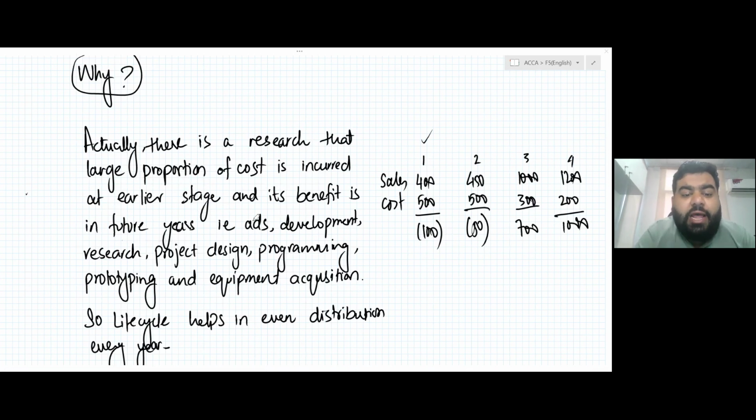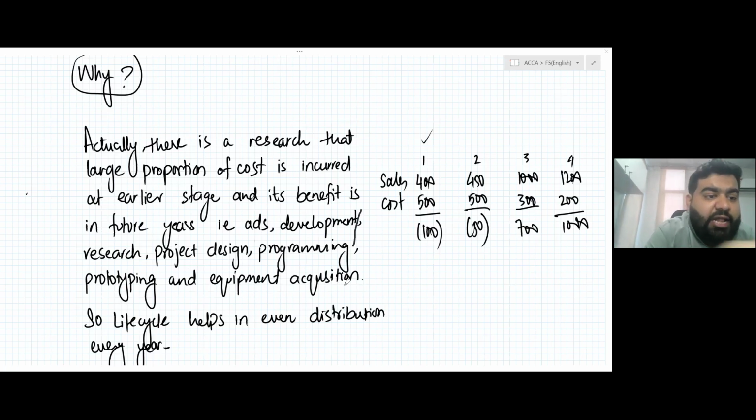Benefit in future years, that is advertisement, development, research, project design, programming, prototyping. It means that when you are inventing, making some new product, you make the model for that first, 1 to 2 units, 3 units, 10 units, just to check how it will work. And equipment acquisition: at the start you have to acquire a lot of equipment, obviously a lot of capital expenditure.